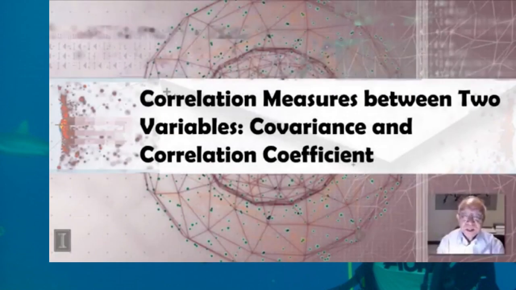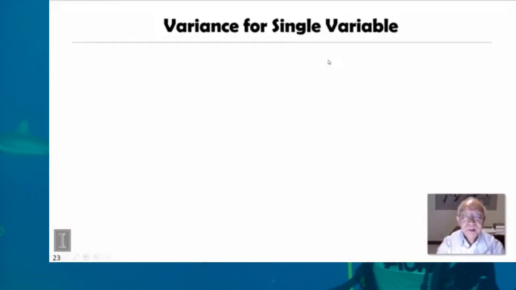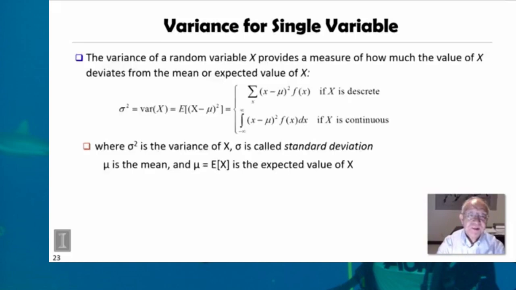In this session, we are going to discuss correlation measures between two variables. Especially, we will introduce covariance and a correlation coefficient. Before we introduce covariance between two variables, we will first examine or review the variance for a single variable.